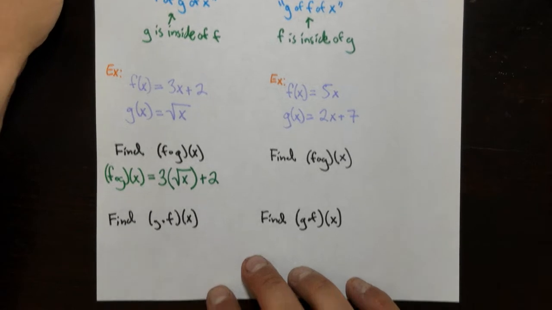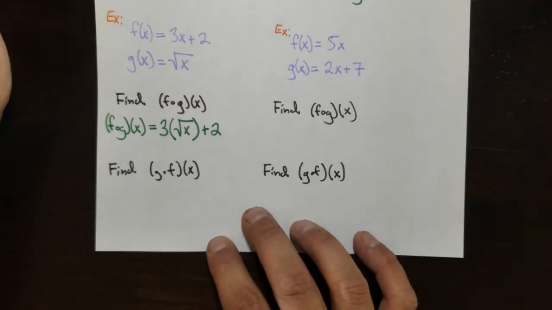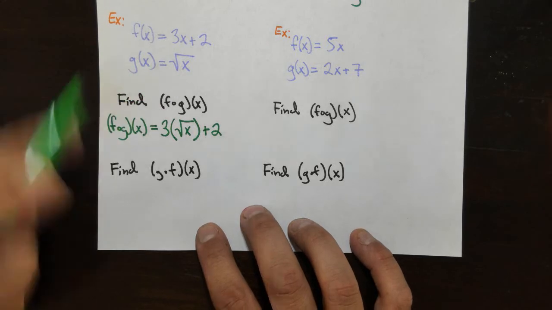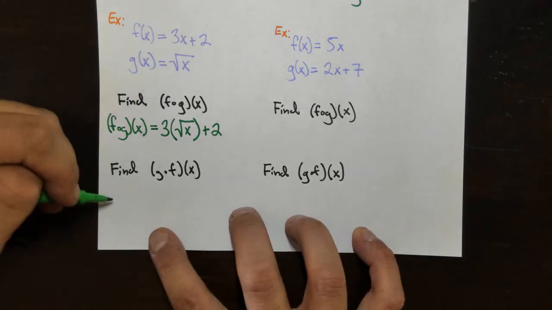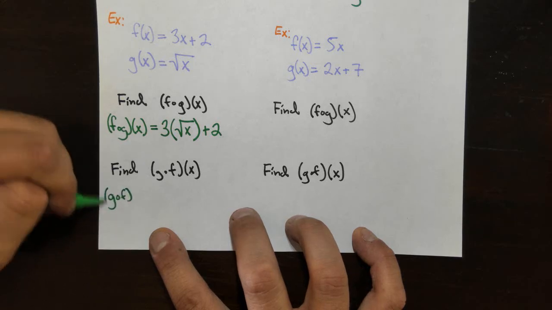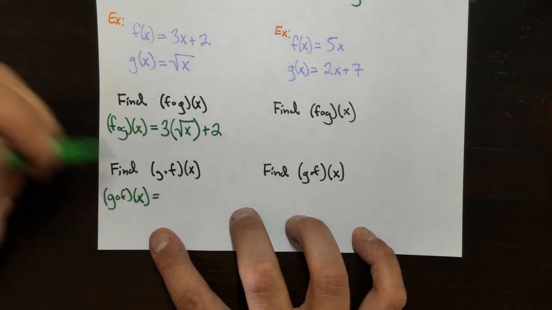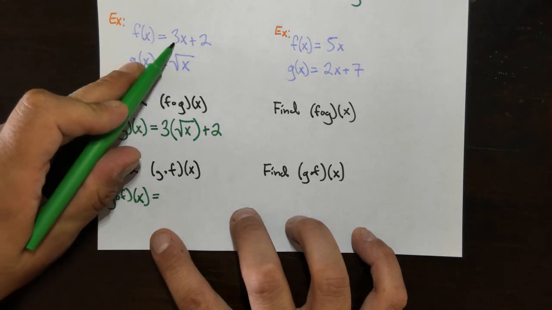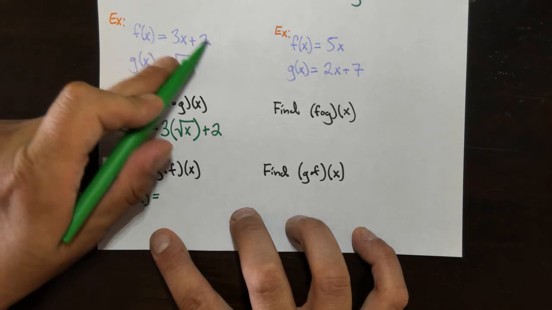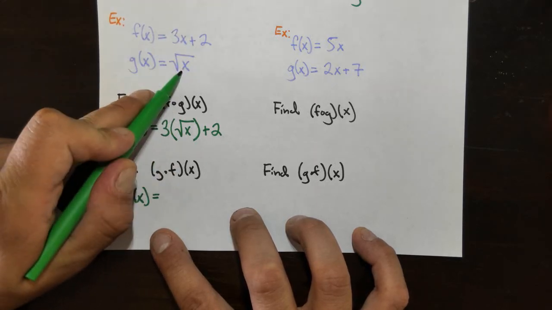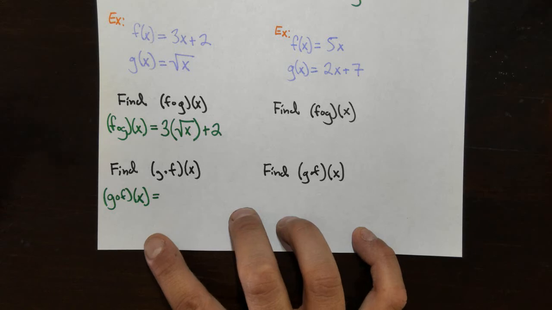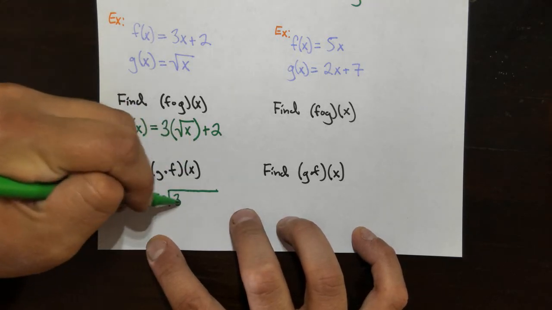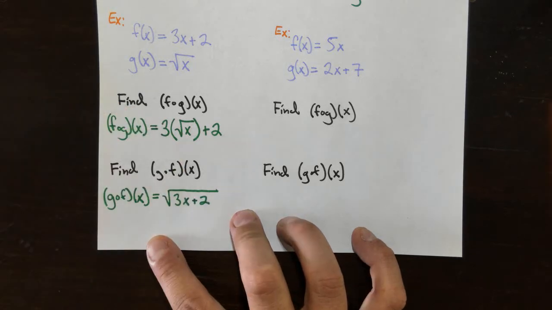Let's now find g of f. So now I'm going to take f and put it inside of g every time I see an x. So g of f of x, let's see. g is the square root of x, and f is the 3x plus 2. So I'm going to put this whole thing where I see this x. I'm going to plug it right in. I'm going to substitute it. So this is going to read as the square root of 3x plus 2.